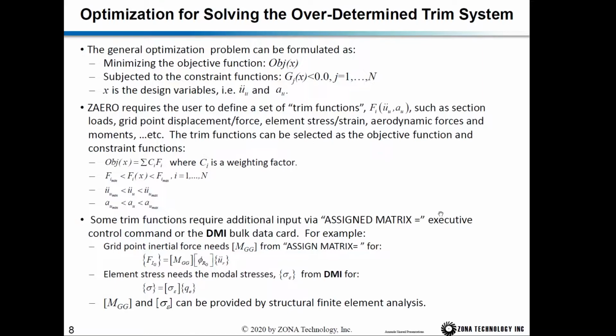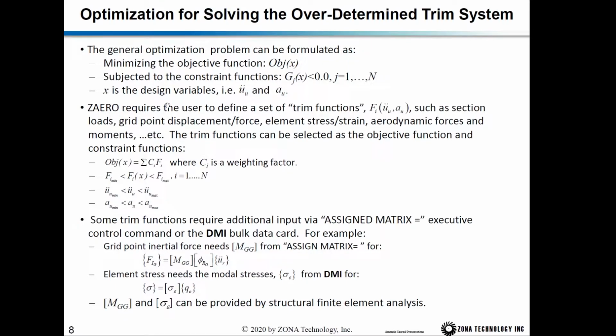And for the over-determined trim system, we use an optimization strategy to solve this over-determined trim problem. In general, the optimization problem can be formulated as minimizing the objective function, which is a function of x. X is the design variable, meaning the unknown trim degrees of freedom and trim variables. And also we have constraint functions, g of x less than or equal to 0. So we can impose many constraint functions.